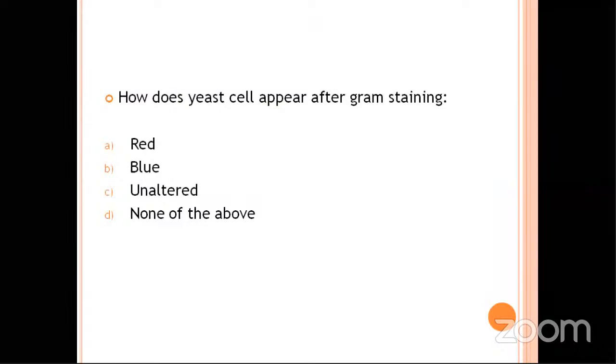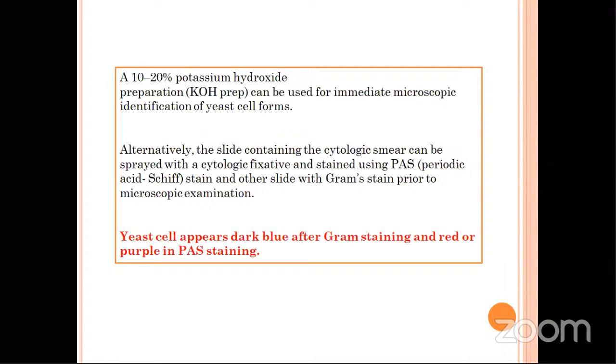How does yeast appear after gram staining? Red, blue, unaltered, none of the above. It's actually blue. After gram staining it appears blue, and after periodic acid Schiff staining, it appears red.